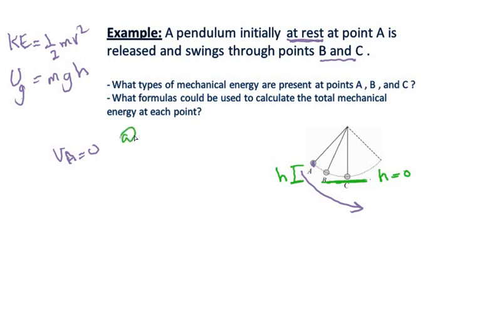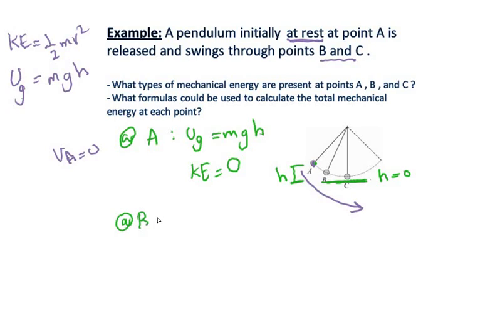So at point A, we have Ug equal to mgh, and Ke at this point is 0, the kinetic energy, because the velocity at this point is 0, and according to the formula, if you multiply anything by 0, it's 0. So at point A, the kinetic energy is 0, and the potential energy is mgh. It could be calculated if we have the height and the mass of the object.